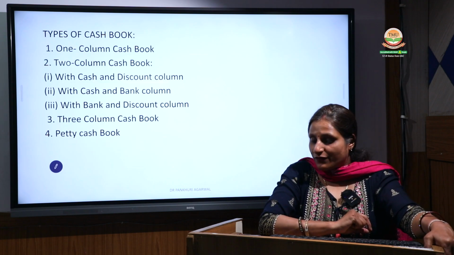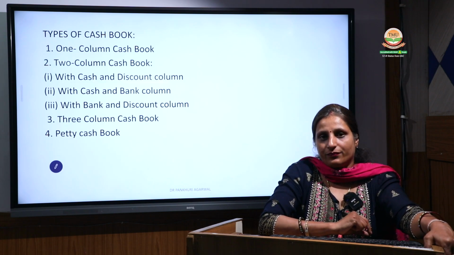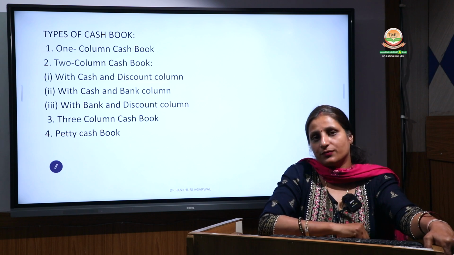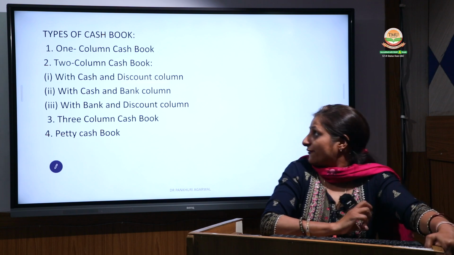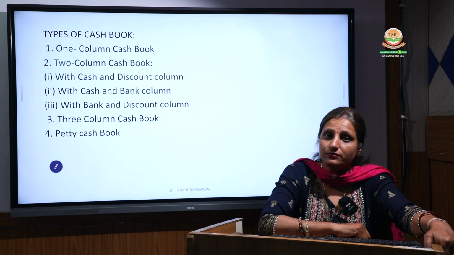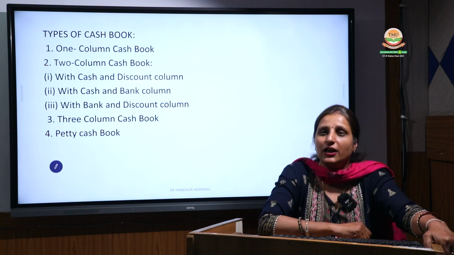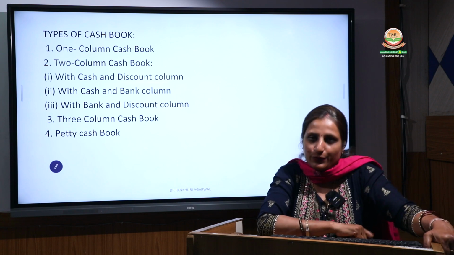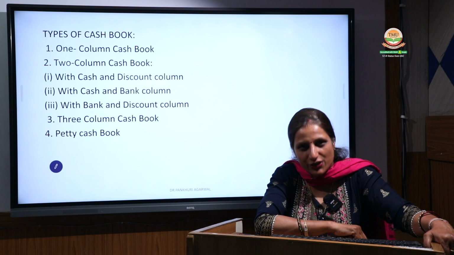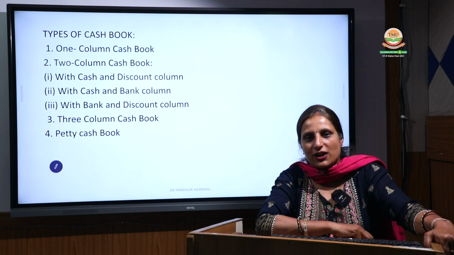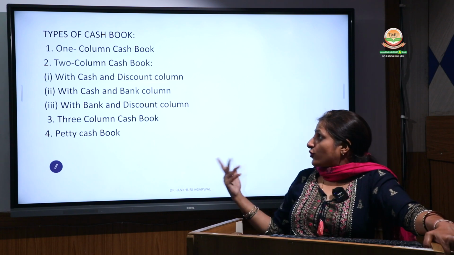Now, how many types of cash book are there? We have various types of cash book: one column cash book and two column cash book. One column cash book is like a cash account book. If I have to prepare the ledger of the cash account, in the same way the one column cash book is prepared.